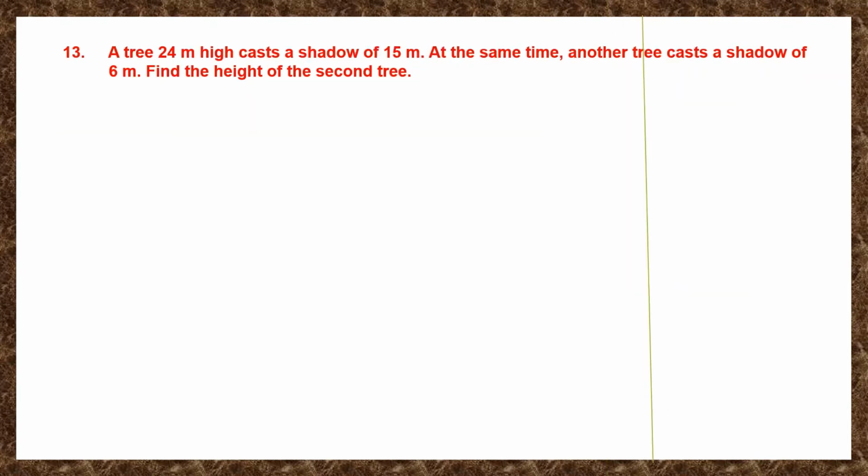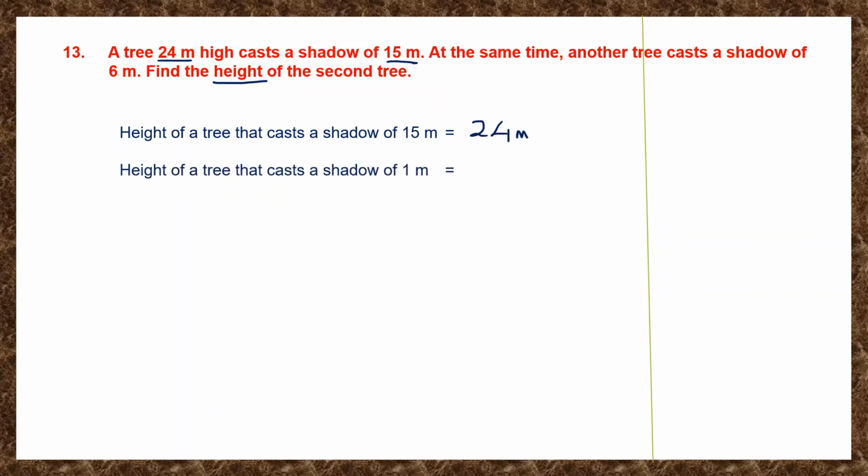Question 13. A tree 24 meters high casts a shadow of 15 meters. At the same time, another tree casts a shadow of 6 meters. Now we must find the height of the second tree. So let's start our statement with this. We have to find the height. So the height of a tree that casts a shadow of 15 meters is already given to us. This is the first one. The height of the first tree is 24 meters.